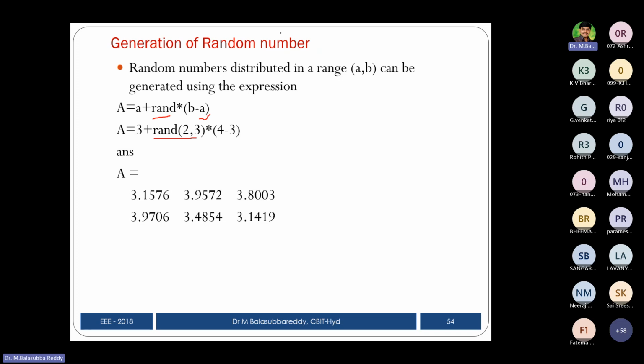How will that be generated? Suppose I want to generate with A as 2, let us assume A value is 2 and B value is 3. Then the execution will be like this. A is 2 plus rand. What value will be generated here? Rand alone, 0 to 1, one random value will be generated. Let it be 0.43 or something, anything randomly between 0 to 1.